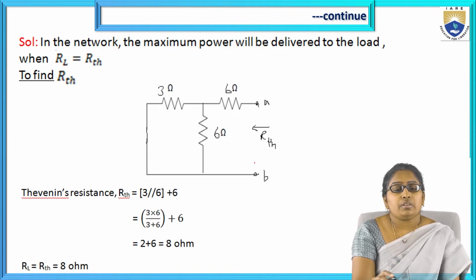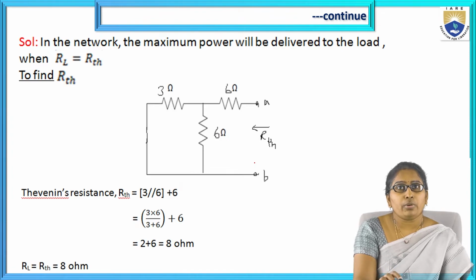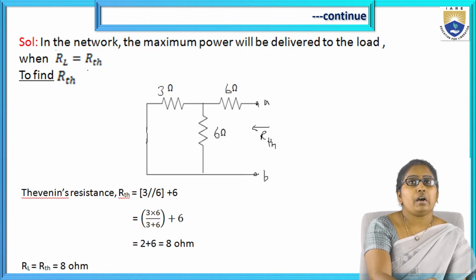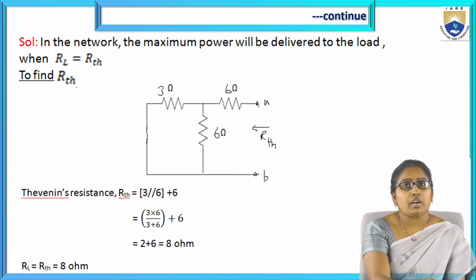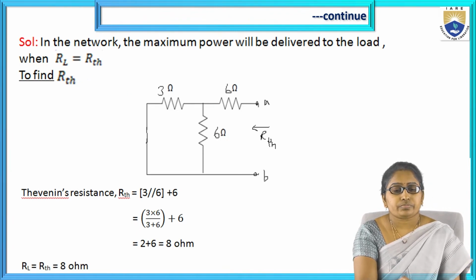So in the network, the maximum power will be delivered to the load when RL is equal to RTH. So that is already we know. Now finding the RTH for the given circuit. We know the procedure to calculate the RTH.